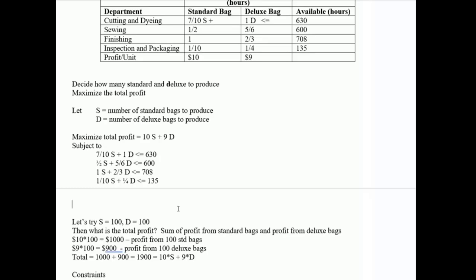Now the thing to think about is, is it possible to produce a negative amount of something? Can we say we plan to produce negative 100 of the standard or deluxe bags? It's not possible to produce a negative number. We know that, but the computer doesn't know that we can't have negatives for these values. So we have to explicitly say no negatives, no negative production.